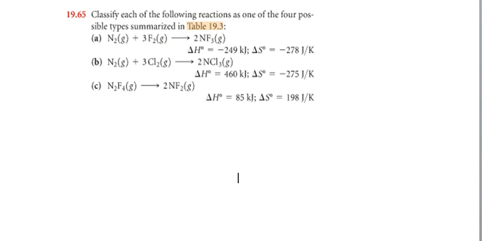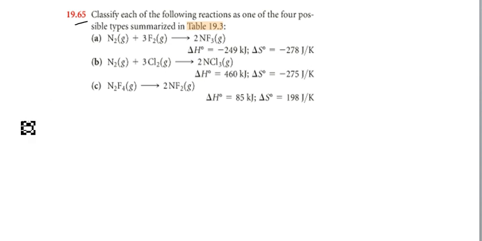Okay, so this video is for some problems at the end of chapter 19 on delta G. So this is problem number 65. It says classify each of the following reactions as one of the four possible types summarized in table 19.3. So this is not asking us to do a calculation, it's just asking us to look at delta H and delta S and how that would affect delta G.